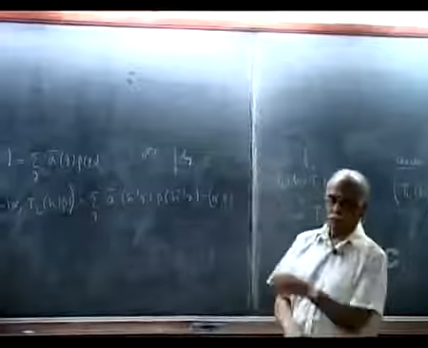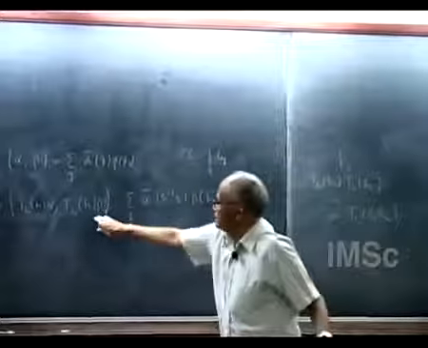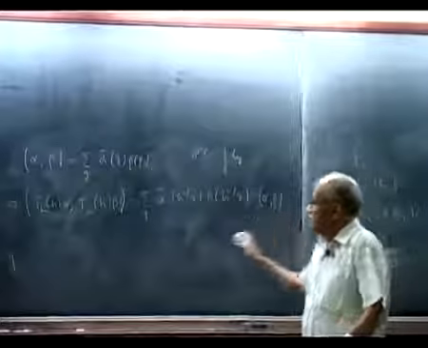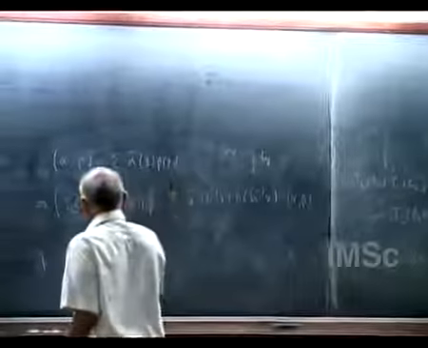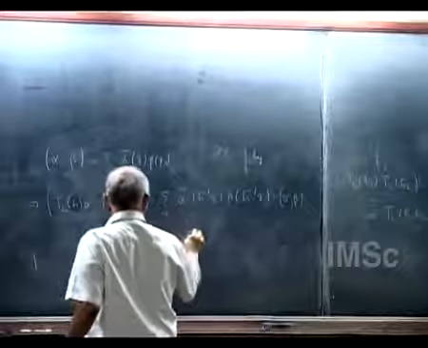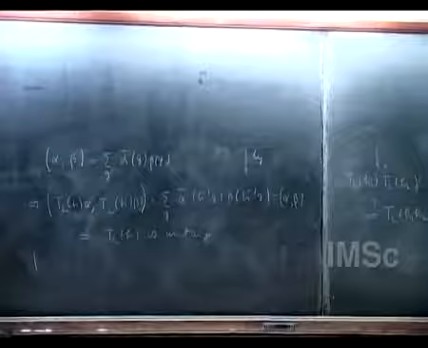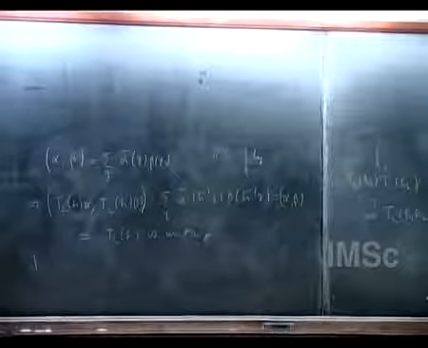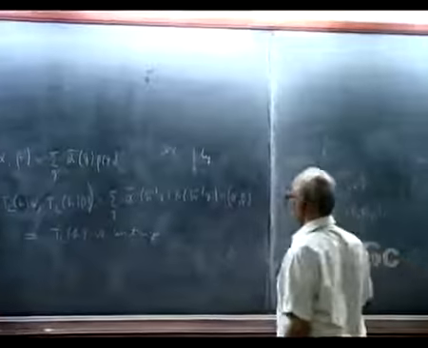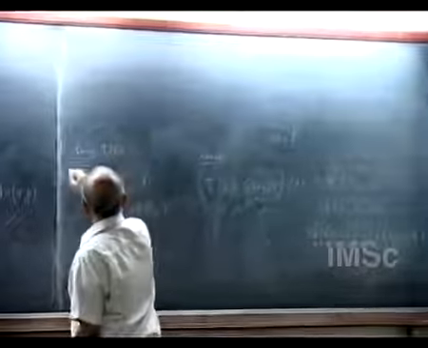What does it mean? This is equal to this. This means that TL of H is unitary. These matrices TL of H are unitary operators. So this representation is unitary. That is, H to TL of H is a unitary representation.